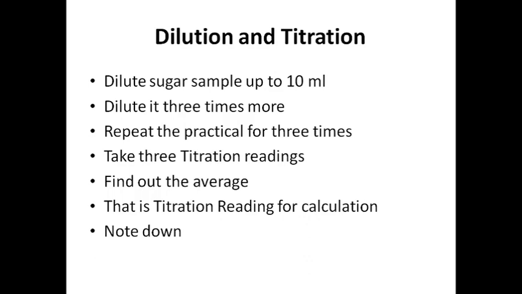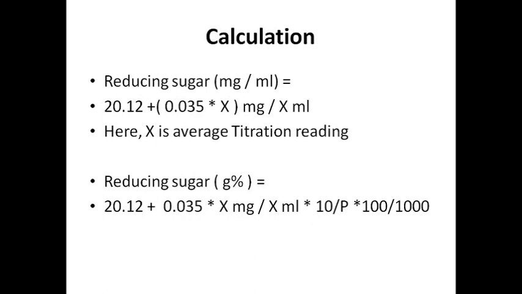Then after that, the average of the amount of sugar solution is found out, and it is given the name capital X, which is usually between 9 to 11 ml, and that is our titration reading. Now, calculation for Cole's method. There are several formulas for different carbohydrates like glucose, lactose, maltose and sucrose. Here we are concerned with the calculation of glucose sugar, and its formula is like this.